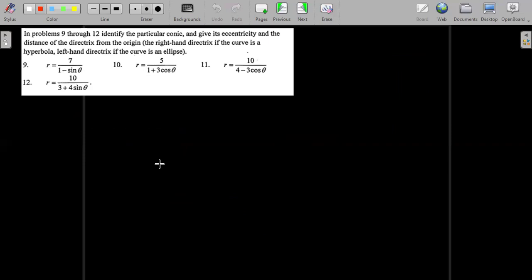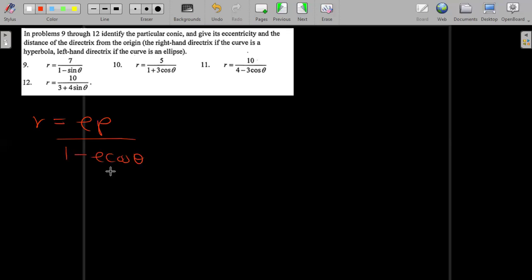So in the first case, maybe something we didn't mention is you have r, you have e, p, then you have, let's say, 1 plus e sine or cos theta.